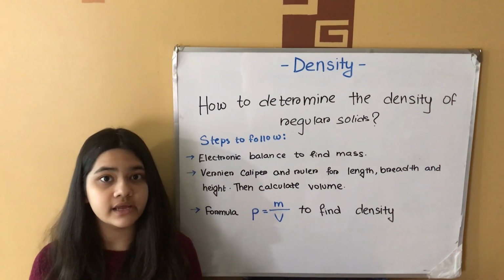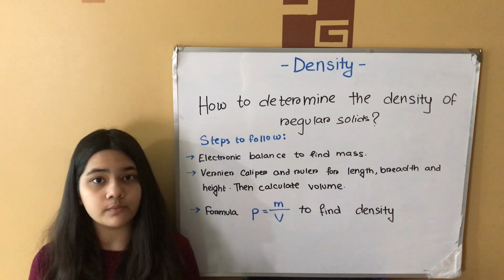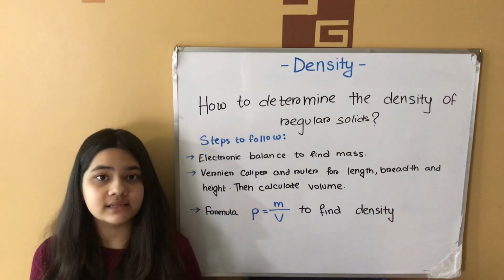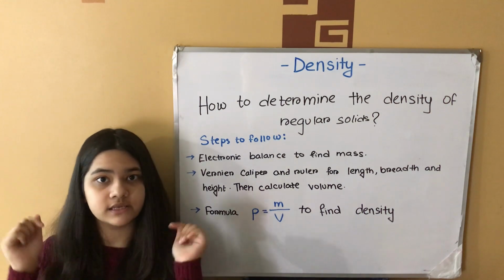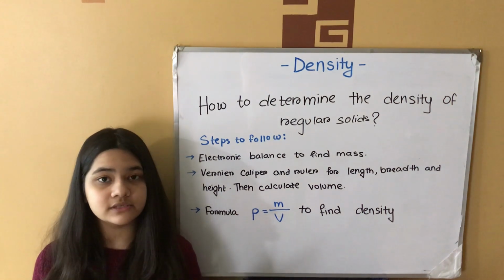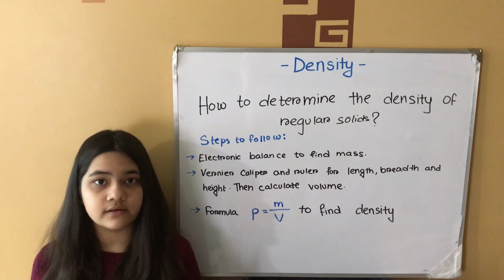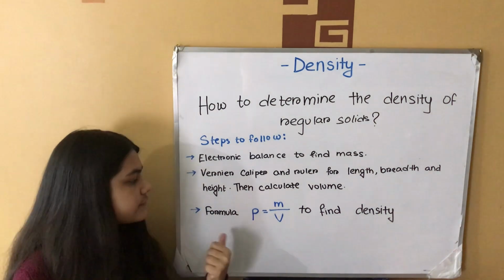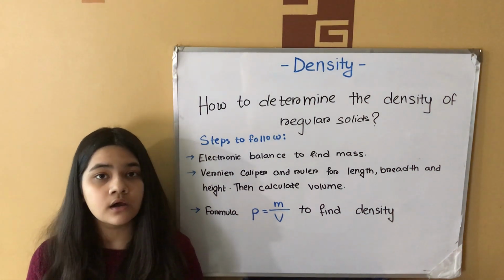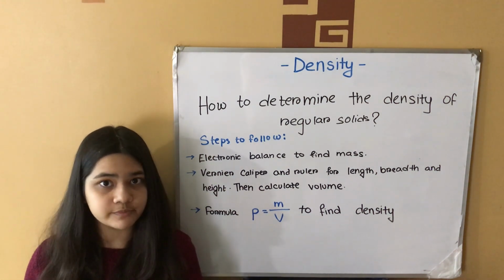And then we will calculate the volume by using the formula to find volume for that specific object. And some formulas are given in the description box below, you can check that out. And finally, by using the values of mass and volume, we will use the formula rho equals m by v to find the density of that regular shaped object.